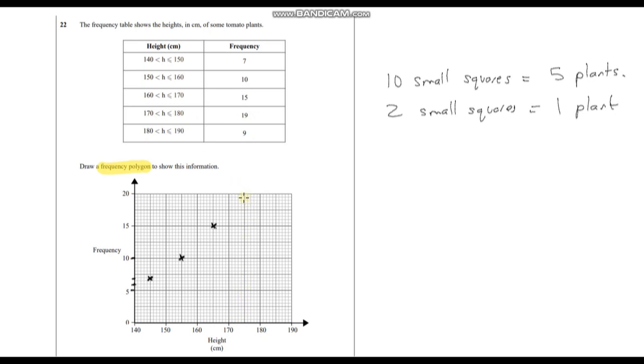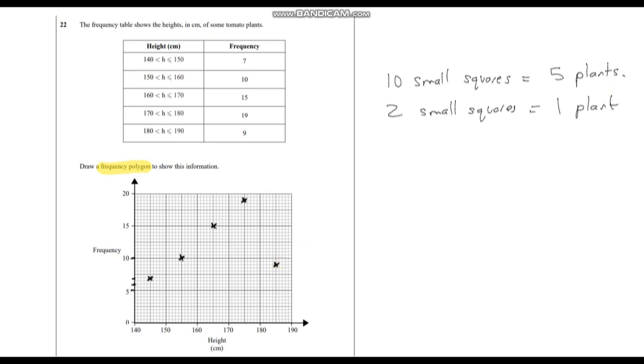So that's 20, so it's going to be 2 squares below 20. And the last one, we're going to go along to 185 and up to 9. So this is 10, so it's going to be 2 squares below 10, which is here. Now, that's the first part.